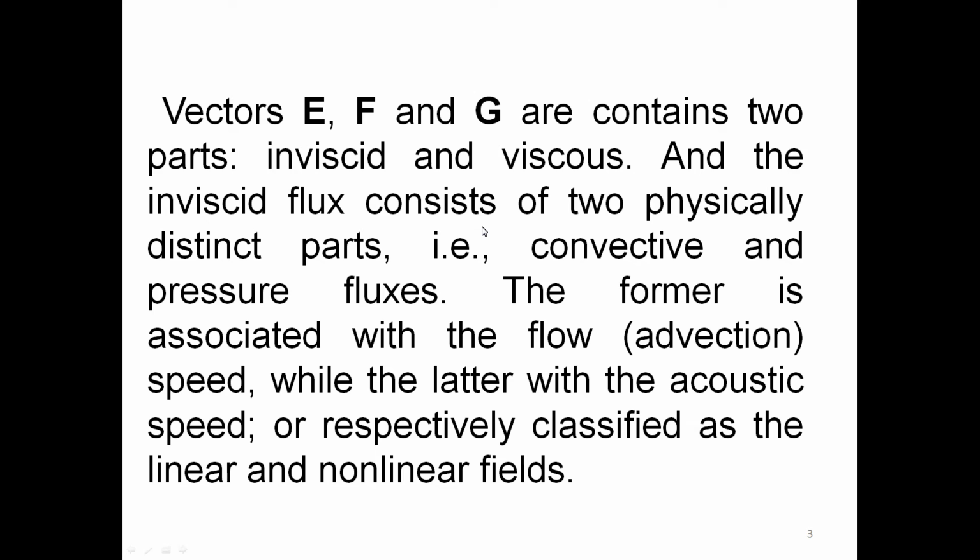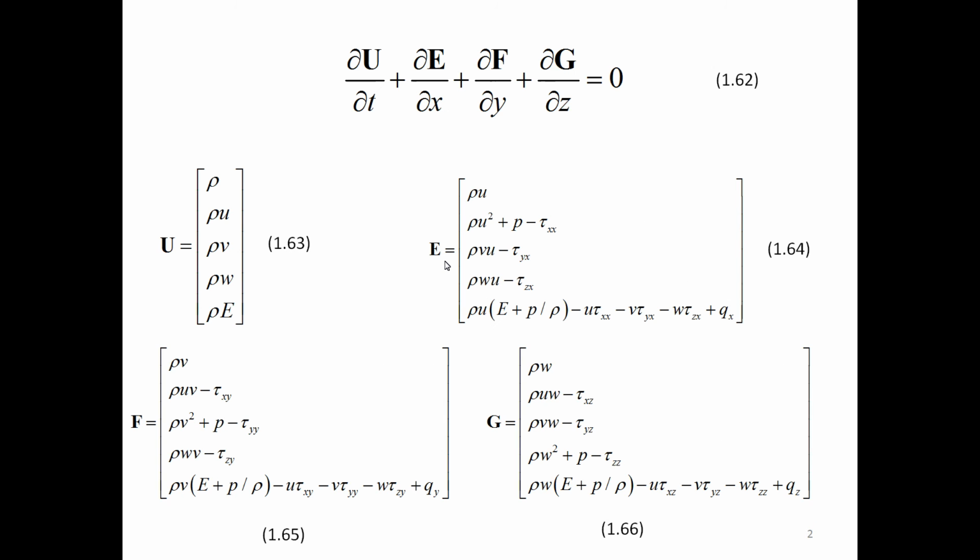inviscid and viscous, and the inviscid flux consists of two physically distinct parts: convective and pressure fluxes. The former is associated with the flow advection, the so-called advection speed, while the latter is associated with the acoustic speed, and they are respectively classified as the linear and the non-linear fields.